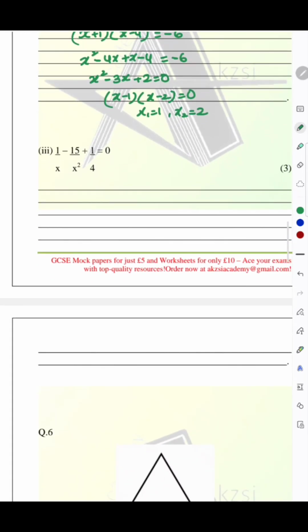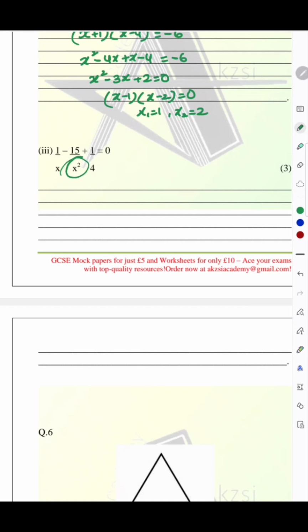Here, this doesn't look like your conventional quadratics. It's 1 over x minus 15 over x squared plus 1 over 4 equals 0. Your x squared is in the denominator, so don't panic. You just need to multiply with the biggest variable, because we want to remove that denominator. So clearly the variable which has the highest power, we have to multiply with it. The variable which has the highest power is x squared.